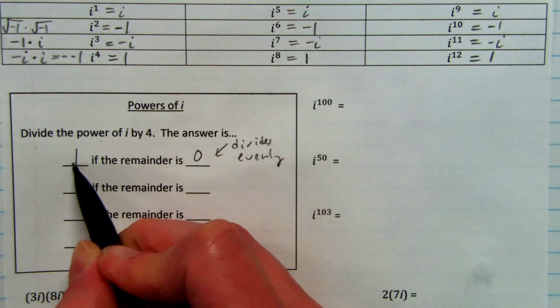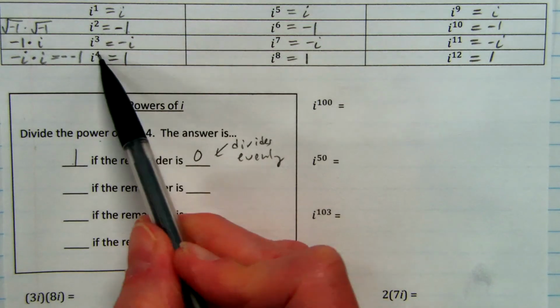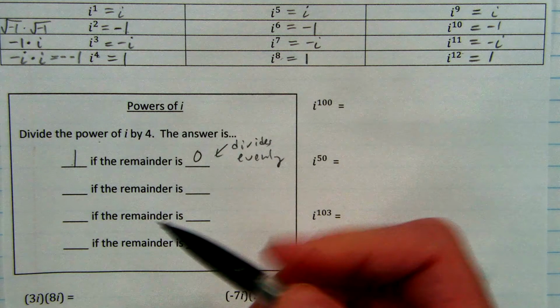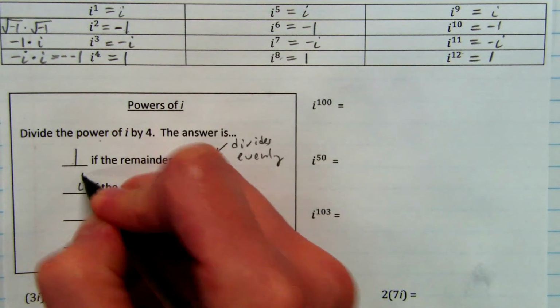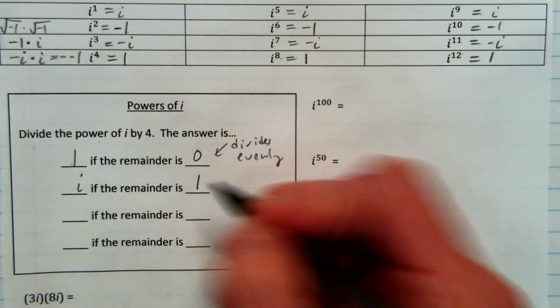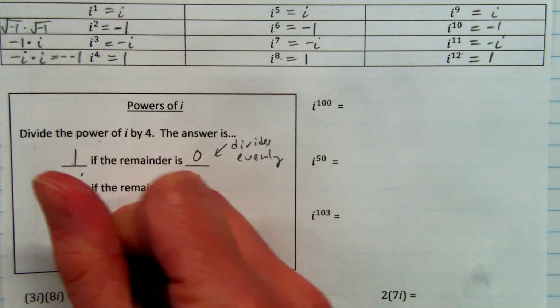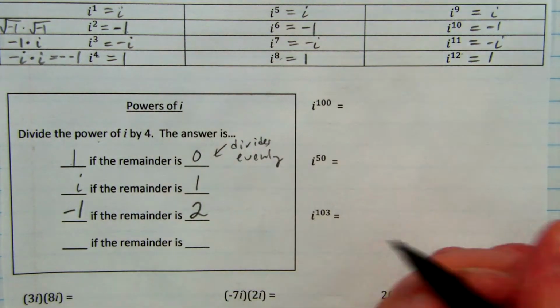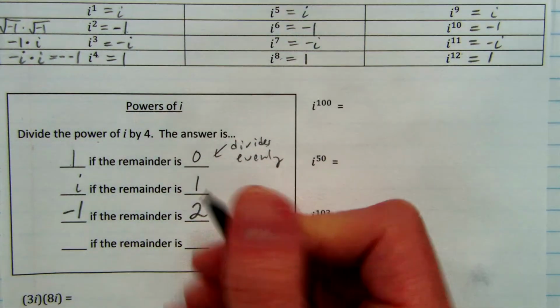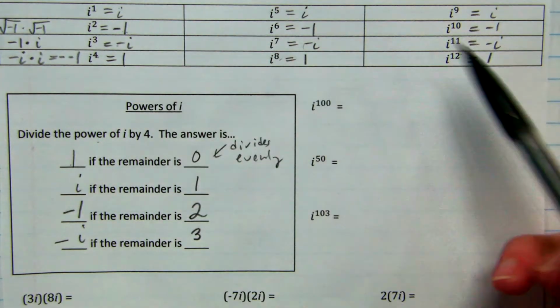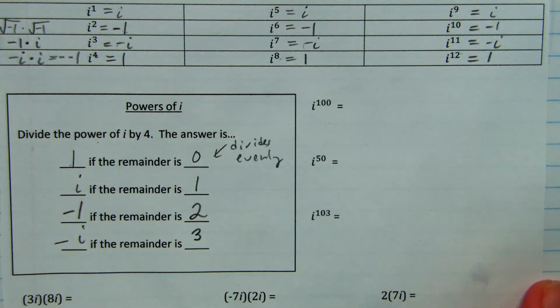then your answer is going to be 1. So you can see that when we had the 4th power, 8th power, 12th power, those are all divisible by 4. The answer is i if the remainder is 1, because then you would take 1 times i. The answer is -1 if the remainder is 2, and it's -i if the remainder is 3. So this is just coming from this pattern that we saw up here.